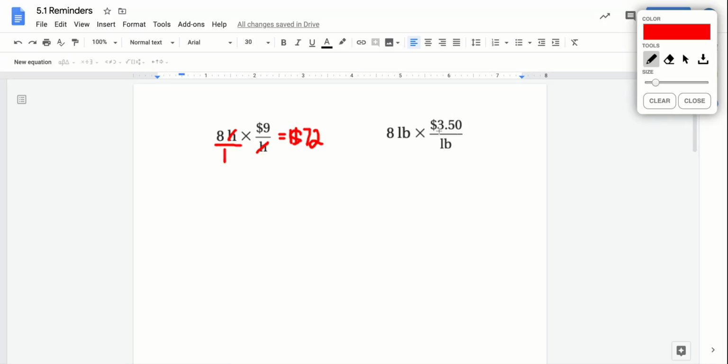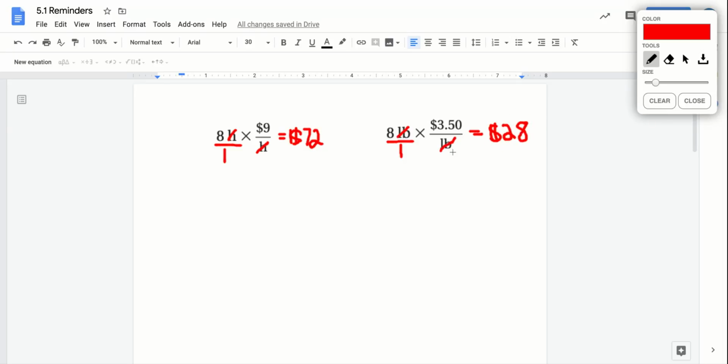Same thing over here. If it's $3.50 a pound and I'm getting 8 pounds, I want to know how much that's going to cost. I'm going to put it over 1. My labels will cross cancel. I have 8 times $3.50. And when I multiply that, I get $28. So it would be $28 for 8 pounds.